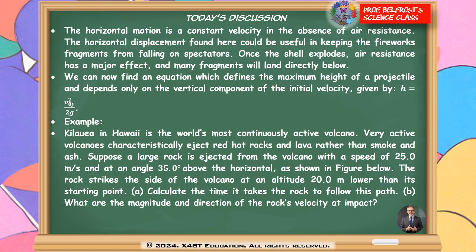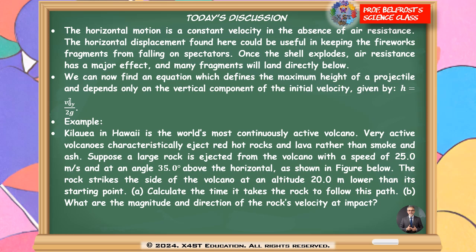So the horizontal motion is a constant velocity in the absence of air resistance, and the horizontal displacement found here could be useful in keeping the fireworks fragments from falling on spectators. So this is a consideration that we may make use of in another problem.